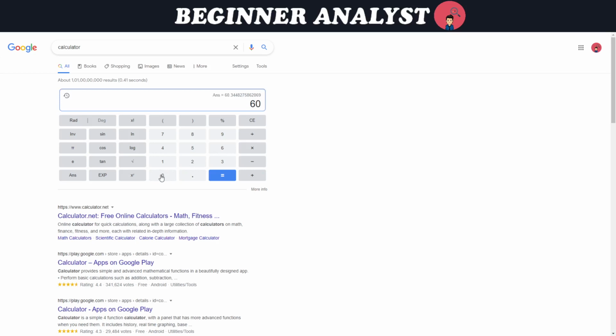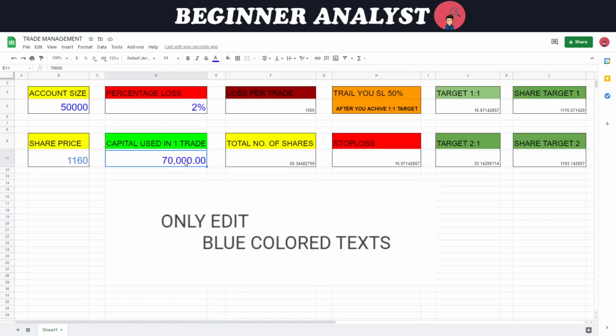So put 60, the number of shares that came in, into the share price 1160. Done. So 69,600. Copy this, come back to this trade. On your capital used in one trade, paste it, edit it, and you get everything perfectly. Total number of shares 60. Your stop loss should be 16.66. Target 1 should be 16. Target 2 be 13. Now again the same thing.